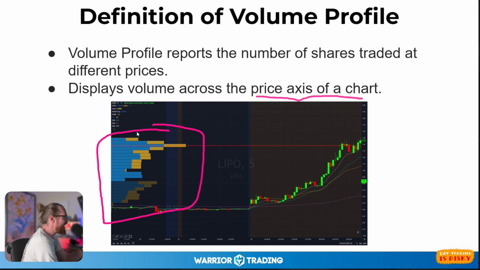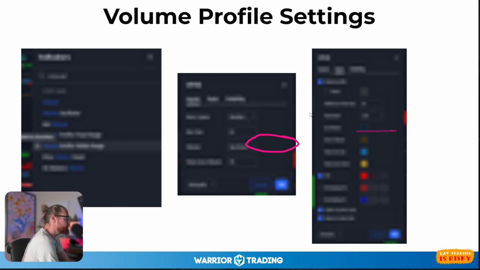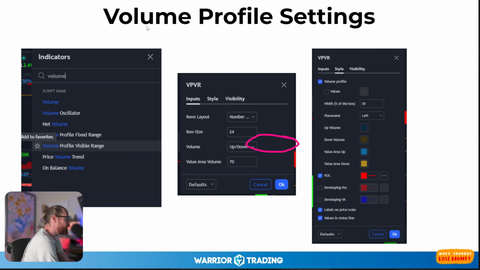So this is actually displaying all the volume that takes place, and it's aligning it to the different prices right here. And what we end up getting is a point of control, which is this red line right here. I'm going to talk about that more in just 1 second. But first, I want to make sure we all are using the same volume profile settings.